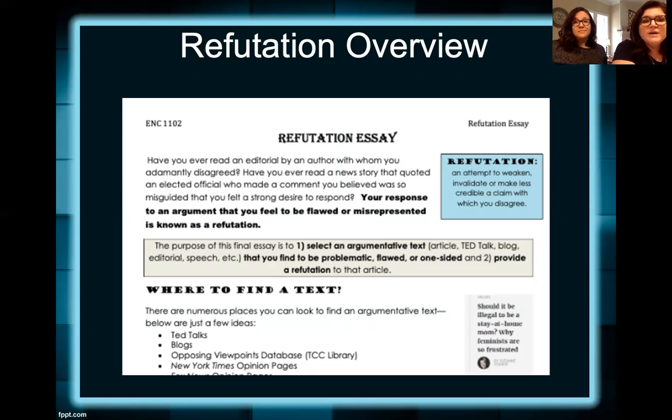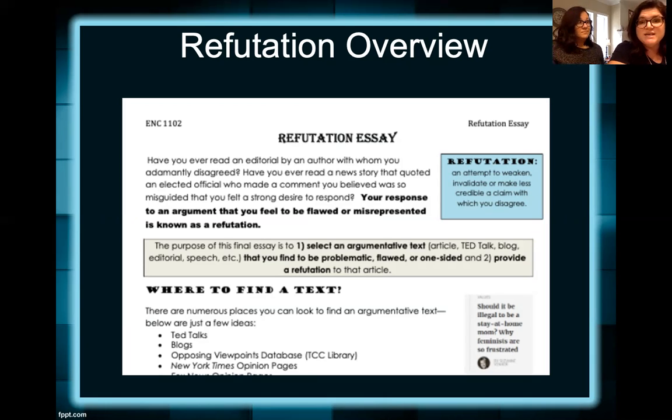So, what you are going to do is you are going to select an article or a news story, or it can be a TED talk or a video that is a flawed argument that has problems in it. So, like social media posts, those would be good too. But you are going to select an argumentative text that you find to be problematic, flawed, or one sided and provide a refutation to that article.